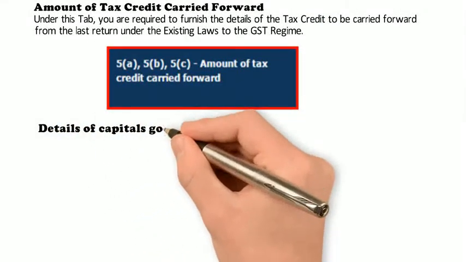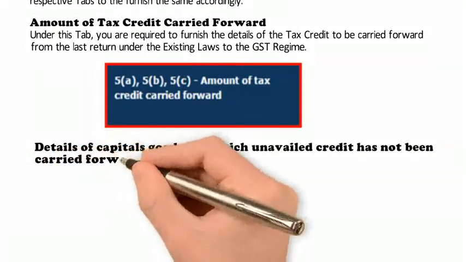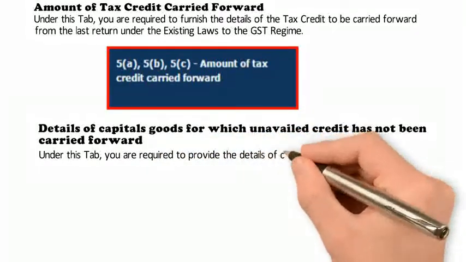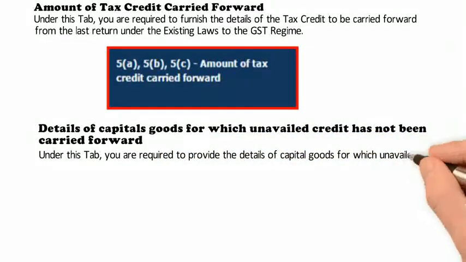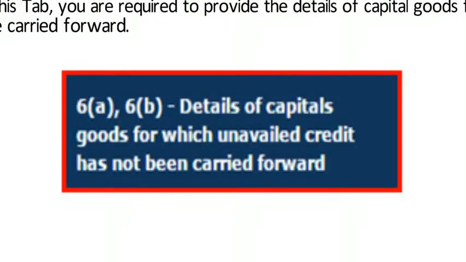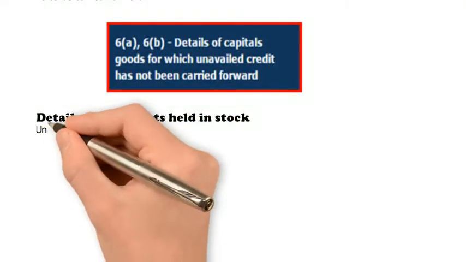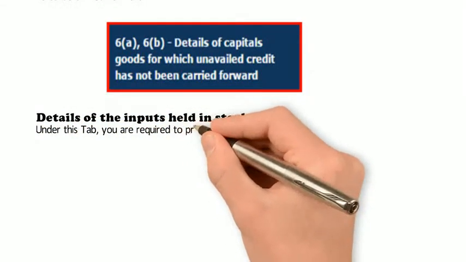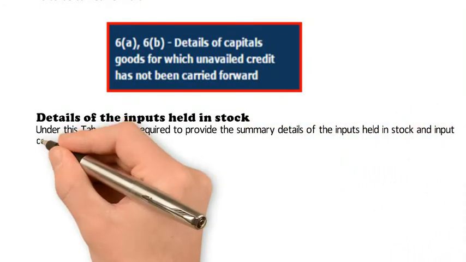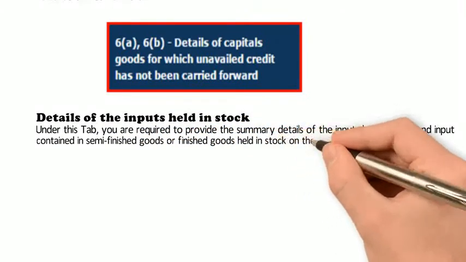Details of capital goods for which unavailed credit has not been carried forward. Under this tab, you are required to provide the details of capital goods for which unavailed credit is to be carried forward. Details of the inputs held in stock. Under this tab, you are required to provide the summary details of the inputs held in stock and input contained in semi-finished goods or finished goods held in stock on the appointed date.